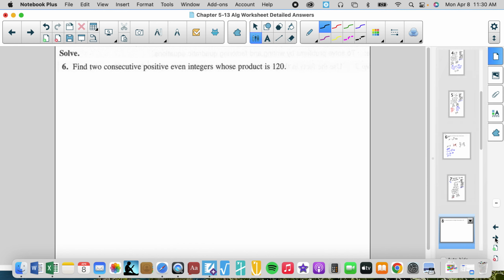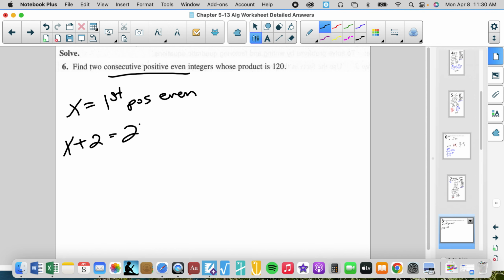Find two consecutive positive even integers. So again, x equals the first positive, x plus 1, consecutive positive even integers. So even numbers are 2 away. First positive even, second positive even. So even numbers are always 2 away. So if x is an even number, if I want to find the next consecutive, I would add 2 to it, and whose product is 120.